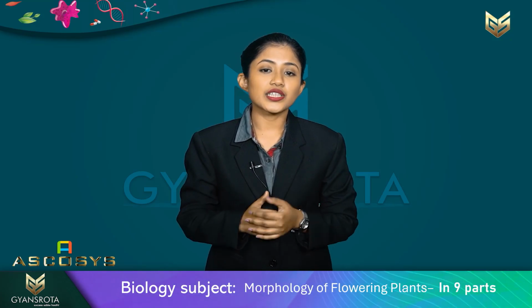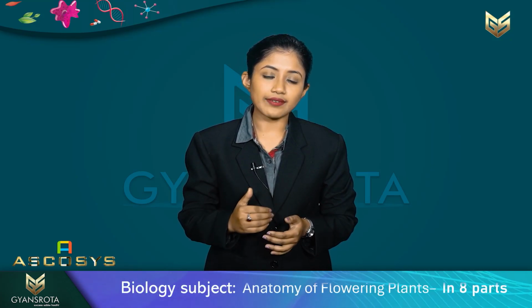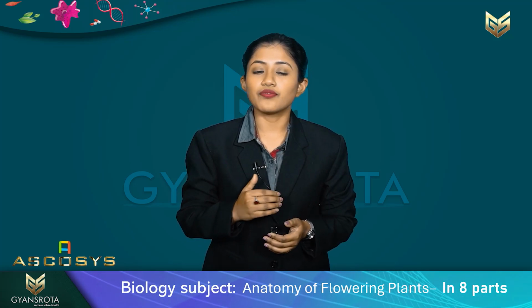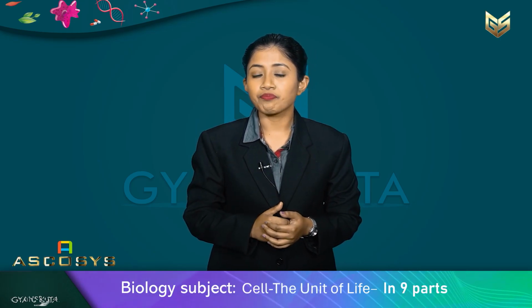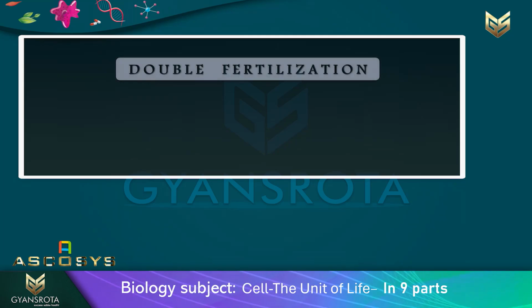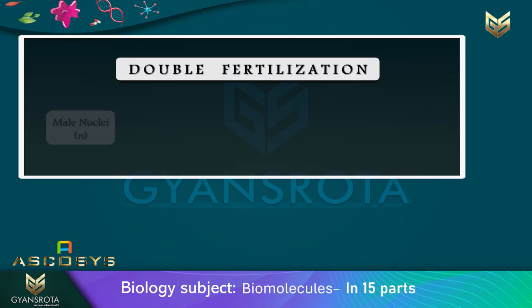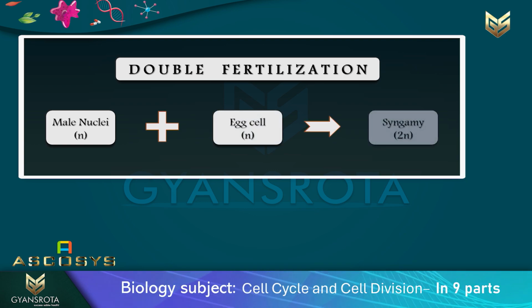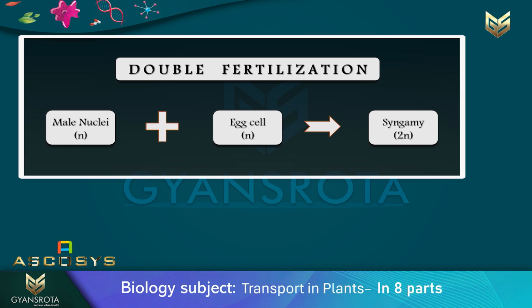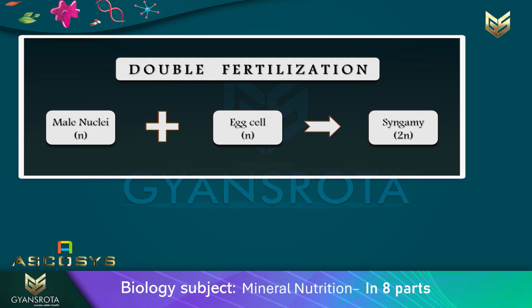The fertilization which I was talking about in that life cycle is double fertilization. Now, what is double fertilization? Make sure that you understand this very clearly. The male nucleus, which is haploid, is going to fuse with the egg cell. This egg cell is haploid. One haploid male nucleus is fusing with one haploid egg cell, and diploid formation takes place. This fusion is known as syngamy.